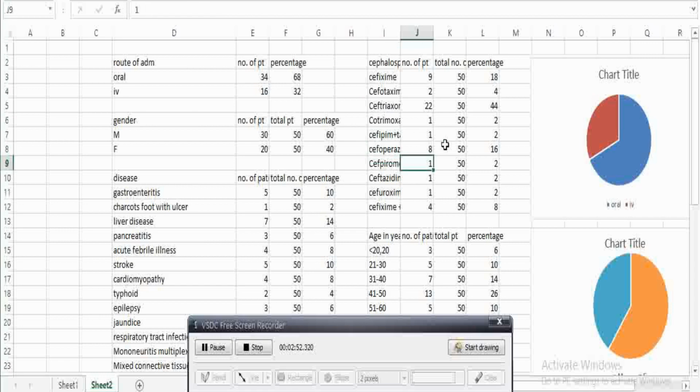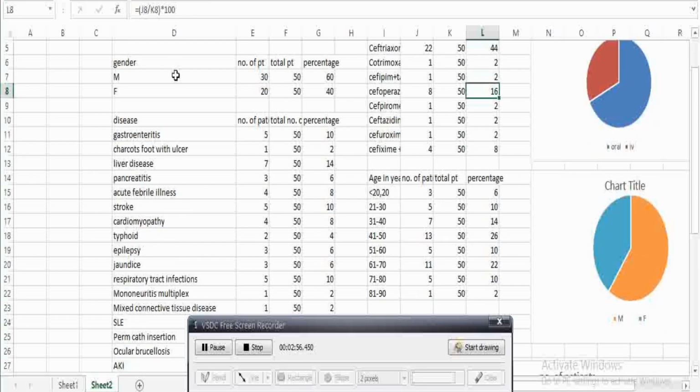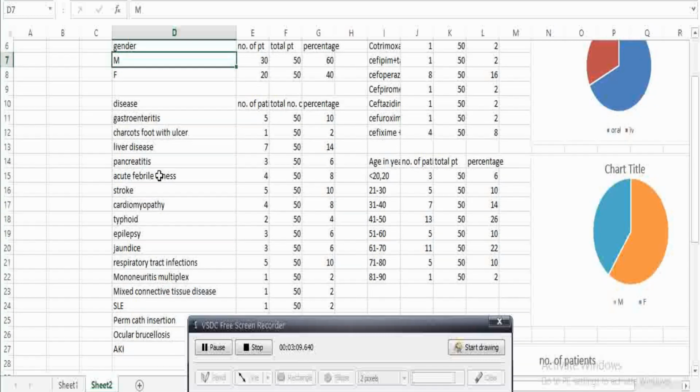Okay, which was given to 8 patients out of 50 patients, and that totaled to 16%. Gender wise, if we see, then for males it was 30 patients out of 50 patients, which totaled to 60%, and for females it was 20 patients out of 50 patients, which equals 40%.